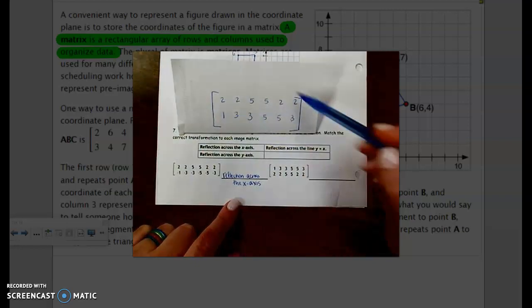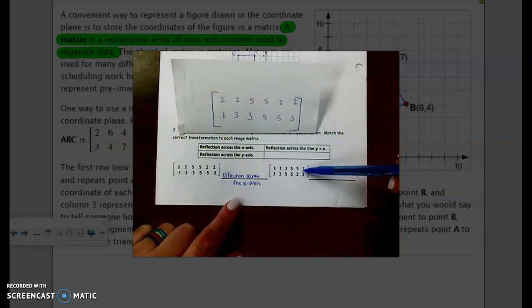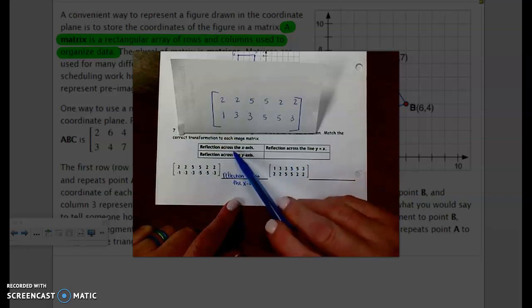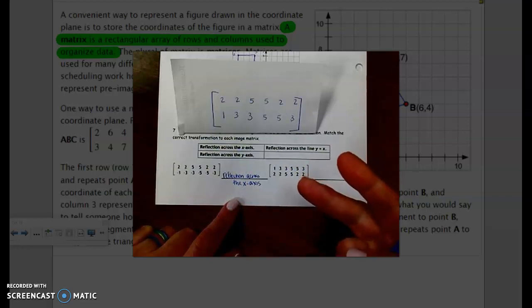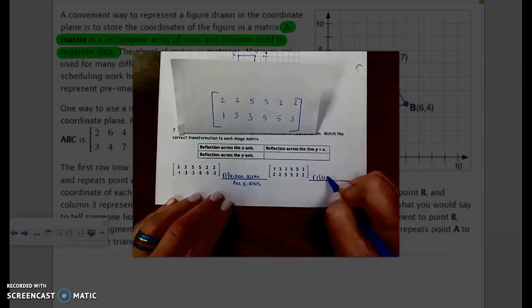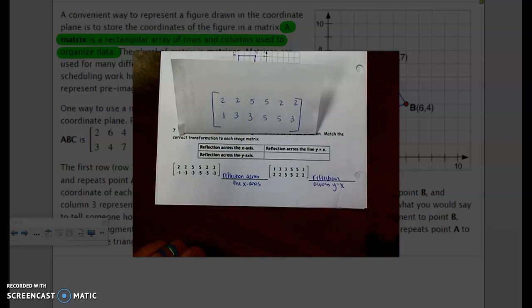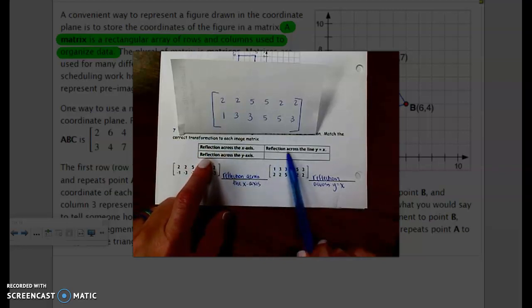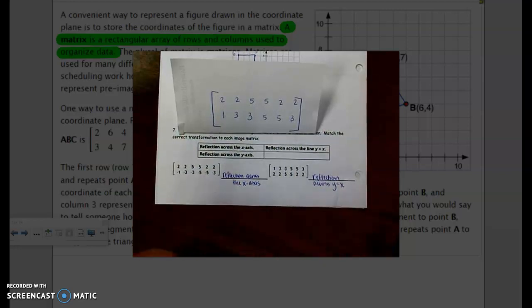Okay, again, we're going back to our original flag's coordinate matrix and comparing it to the image. And we can see in each row, the numbers have been switched. So 2, 1 became 1, 2, 2, 3 became 3, 2, and so on. So which one of these reflections changes the x and y coordinates position? Remember, that's a reflection across the line y equals x. So reflection across the x-axis changes the sign on y. Reflection across the y-axis changes the sign on x. And reflection across y equals x switches the position of your x and y coordinate.